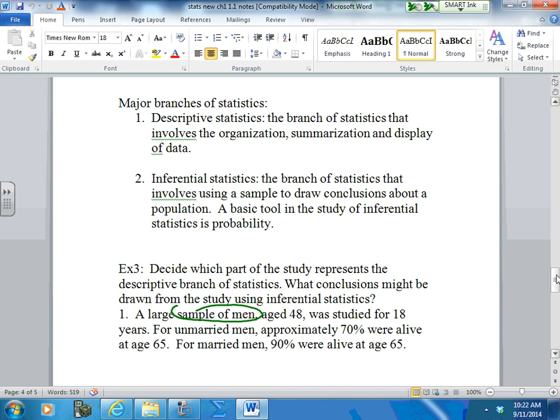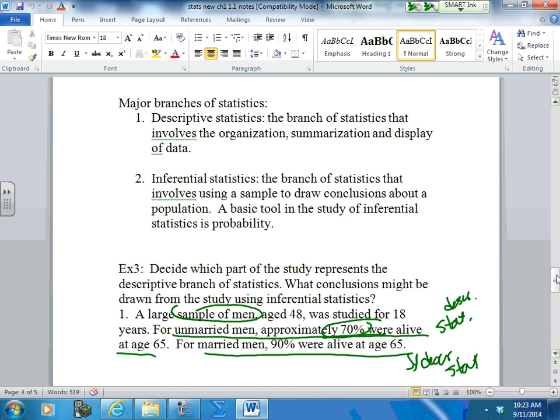And what would be your statistic? Keep going. Keep reading. 70% for unmarried men are alive at age 65. This is a statistic. This is a descriptive statistic. It describes something about what you just did the study on. What's another part? The 90%. For married men, 90%. This is also a descriptive statistic. This is describing something that resulted from my study.